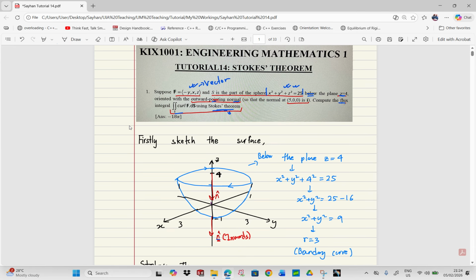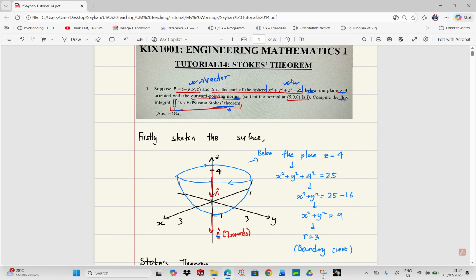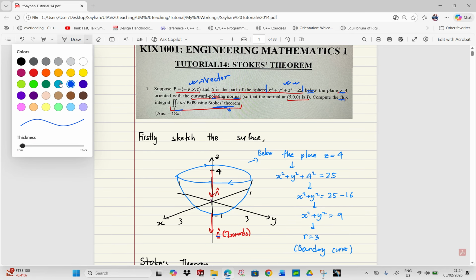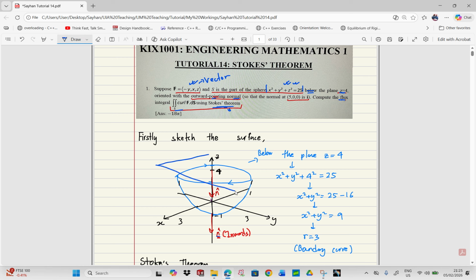First of all, we sketch the surface, right? And the thing is, it's below the plane z equals 4. Meaning that at z equals 4, we're chopping off the sphere. You imagine you take a big knife and chop off an onion exactly at that position, z equals 4. So you basically get a hemisphere, this nice looking hemisphere. And as it goes down, it says about an outward pointing normal.